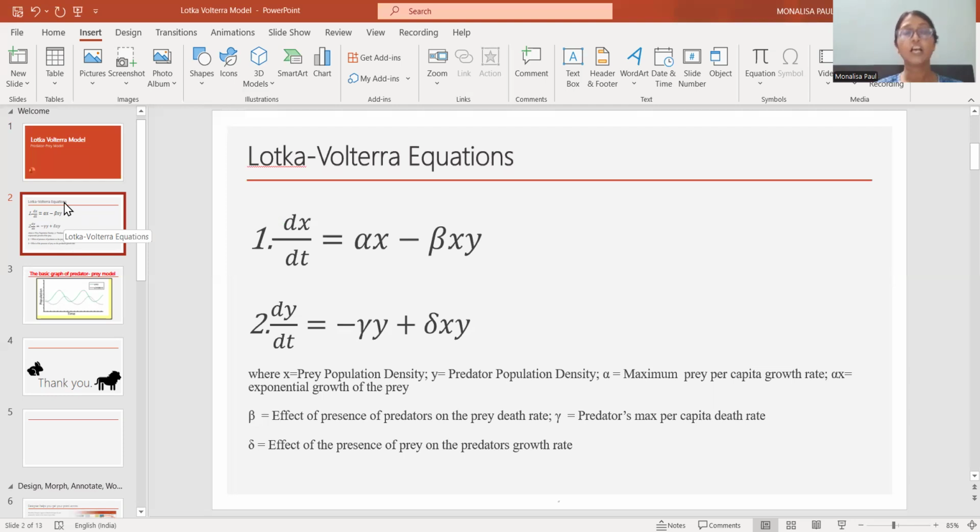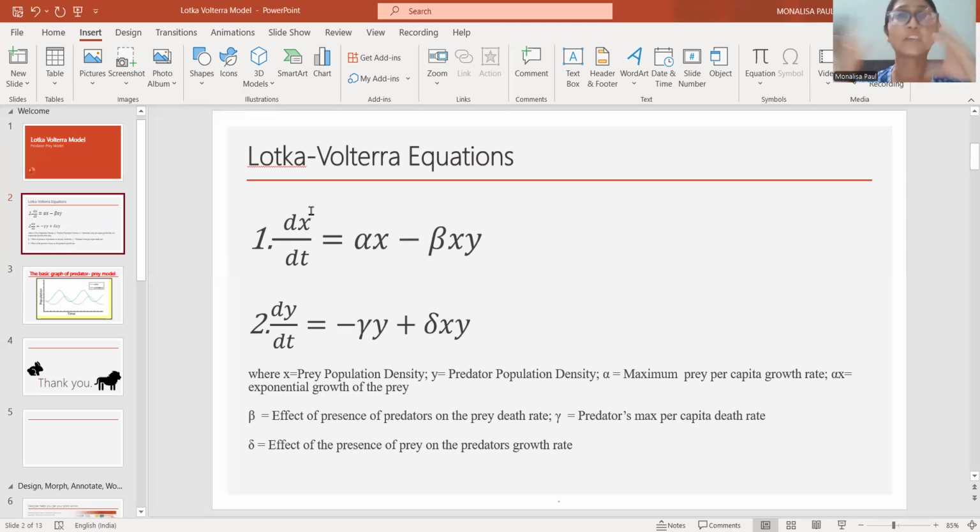Now, coming to the very first of the Lotka Volterra equations, our first equation is dx by dt equals alpha x minus beta xy. I'll explain each and every term. If you see this dx upon dt, you must have done differentiation in class 11th or 12th, as part of calculus. dx upon dt is the instantaneous growth rate. X stands for the population density of the prey.